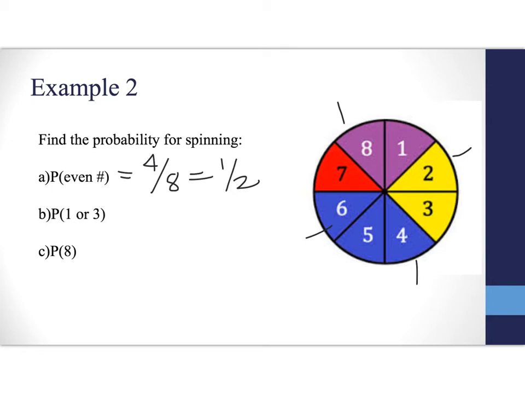Now likewise, I can do the same thing if I want to look at what's my probability of spinning a 1 or a 3. Well, here's a 3, here's a 1, so that would be 2 out of the 8 possible outcomes, or 1 out of every 4 is going to produce either the number 1 or the number 3. And for my last part, part C, I want to find out what's the probability of spinning an 8. Well, you can see that I've only got one number 8 out of 8 total outcomes, so that would be 1/8.